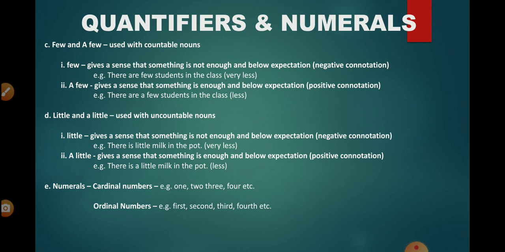And finally, numerals are sometimes counted among determiners and sometimes not. Numerals are of two types: cardinal numbers and ordinal numbers. For example, cardinal numbers are 1, 2, 3, 4, 5, 6, 7 and so on, and ordinal numbers are the ranks like first, second, third, fourth, fifth, sixth, and so on. So these were all determiners.